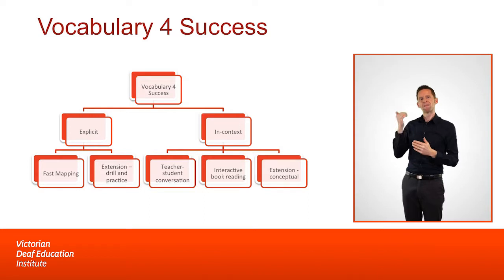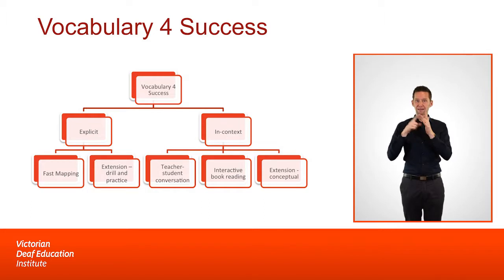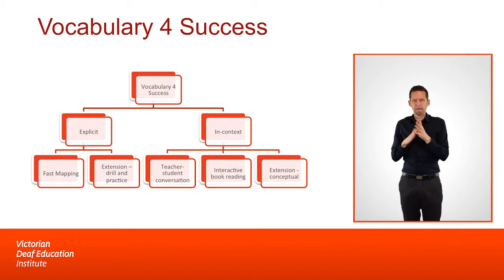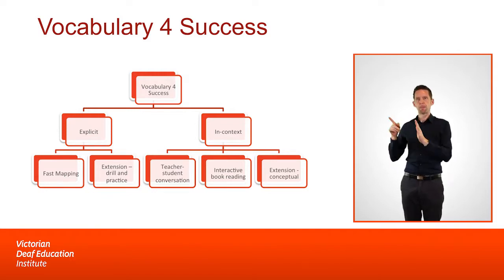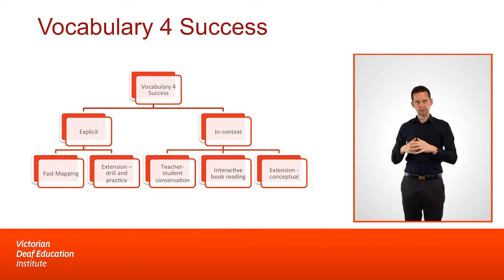We have both explicit and in-context teaching activities. The explicit activities are the fast mapping and the extension activities that we call drill and practice. The in-context activities are conversation, interactive book reading, and extension activities that we call conceptual activities. So if you'll remember, in the first lecture I talked about balancing the explicit and the in-context instruction. And so this is how we do it. We have both activities that are explicit and activities that are in context.